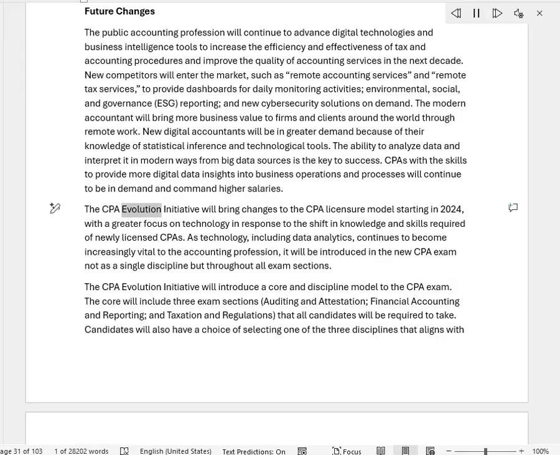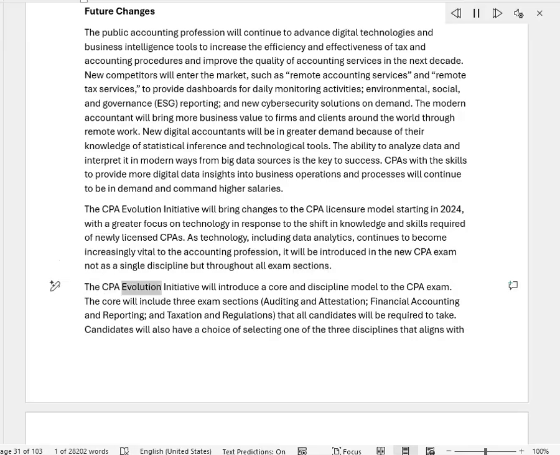The CPA Evolution Initiative will bring changes to the CPA licensure model starting in 2024, with a greater focus on technology in response to the shift in knowledge and skills required of newly licensed CPAs. As technology, including data analytics, continues to become increasingly vital to the accounting profession, it will be introduced in the new CPA exam not as a single discipline but throughout all exam sections.